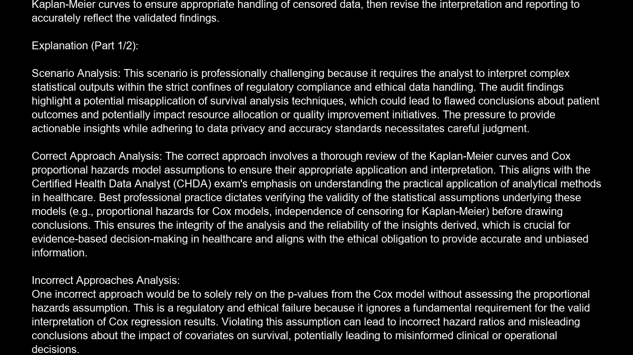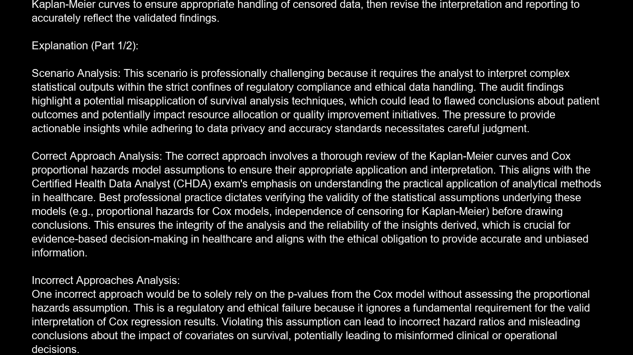The correct answer is C. Reevaluate the Cox proportional hazards model by testing the proportional hazards assumption and re-examine the Kaplan-Meier curves to ensure appropriate handling of censored data. Then revise the interpretation and reporting to accurately reflect the validated findings.